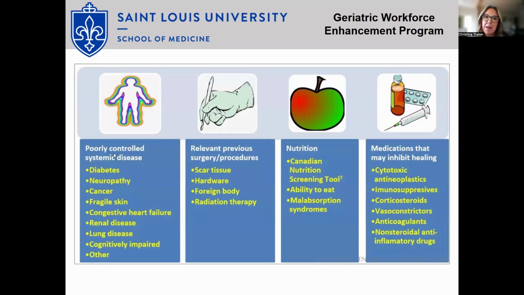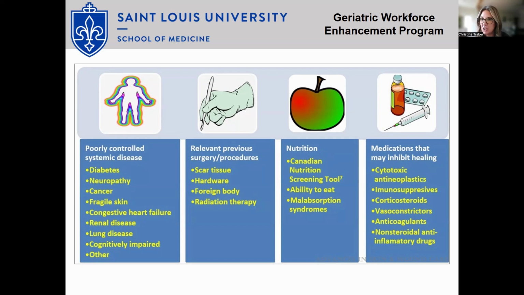So again, those that have poorly controlled systemic disease are more prone to having skin problems. Diabetes, neuropathies, we said, because people can't feel things. They don't know when they're having discomfort that might be creating a wound necessarily. We know that their skin is more fragile. Those that are cognitively impaired that can't tell us when things are hurting, like we just discussed. Also, people that have had any kind of hardware or foreign body or radiation therapy are more prone to have skin concerns in those same areas.